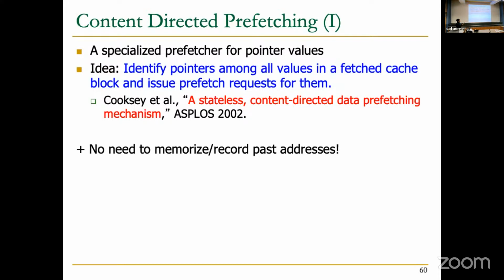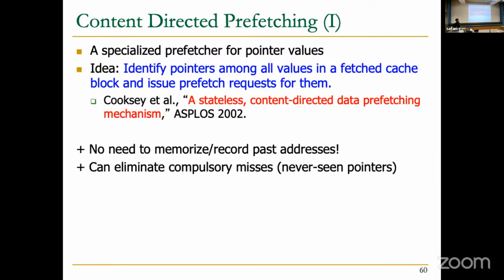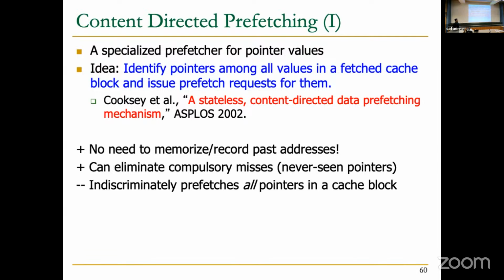And the upside of this technique is that, as the name of the paper says, there is no table, there is no structure that you have to dedicate for learning things, right? So it's a completely stateless behavior. It can also eliminate compulsory misses as compared to the correlation-based prefetcher that we have seen before. But the downside is that it can also indiscriminately prefetch all pointers in a cache block.